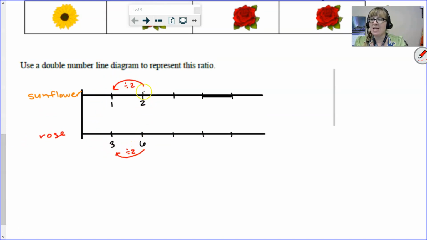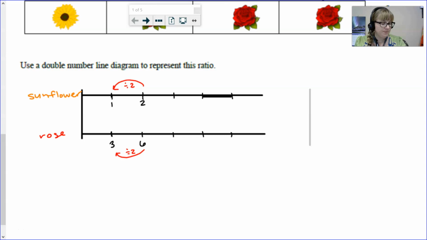That helps me understand that whatever I'm doing to one, I need to do to the other. Now I know that this probably looks a little bit different, because number lines, maybe you're used to seeing them always count by ones, but this one started with 3. I didn't count by 1. But it's because 1 sunflower corresponds to 3 roses, and 2 sunflowers and 6 roses, and we would continue on.